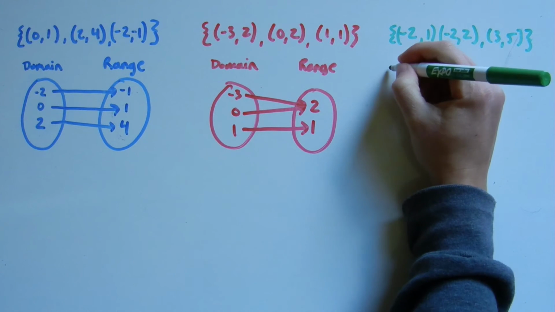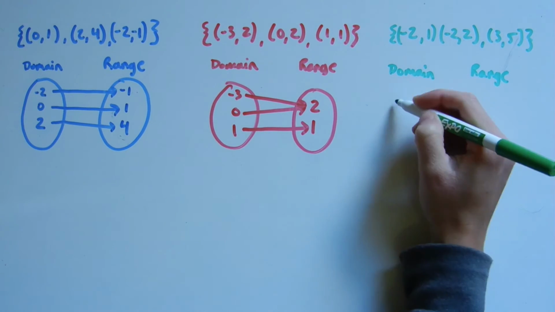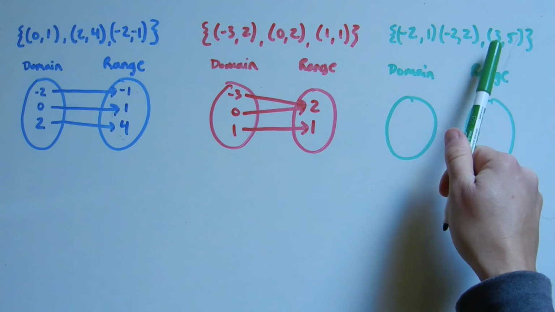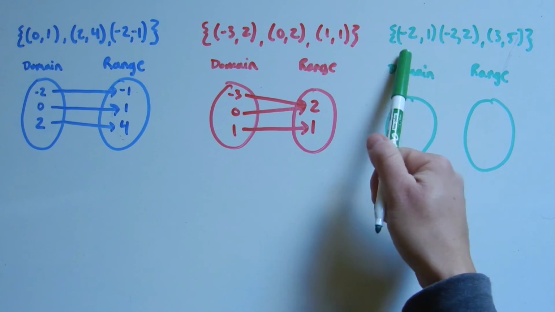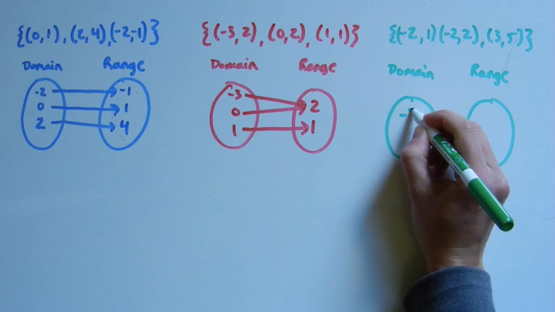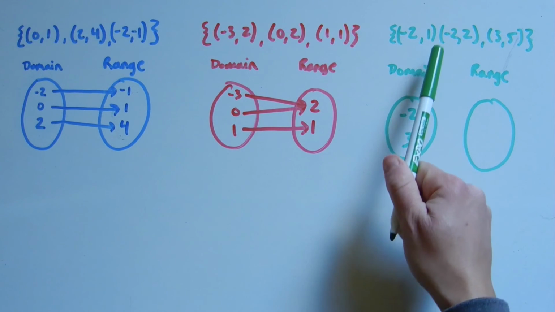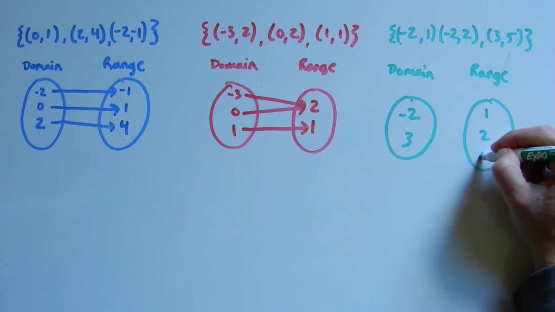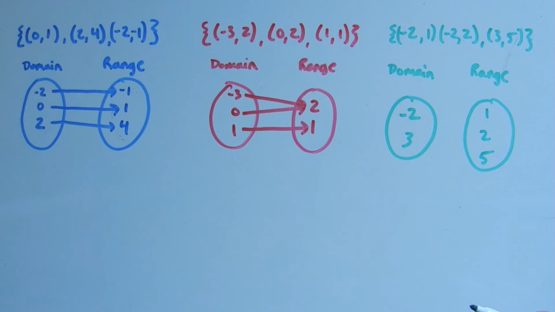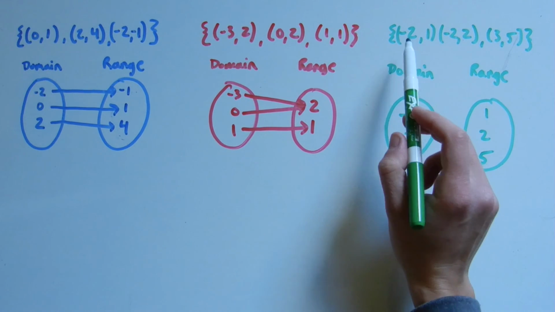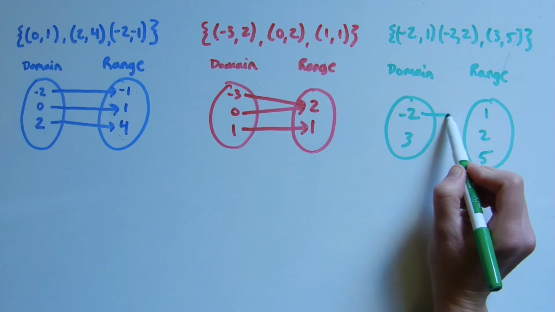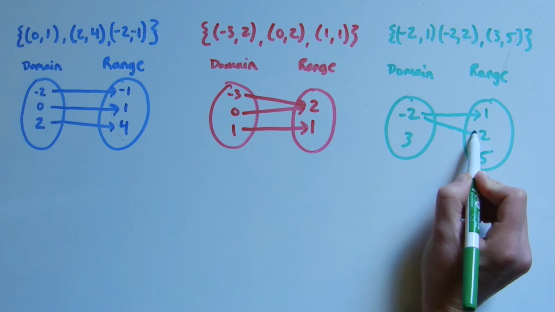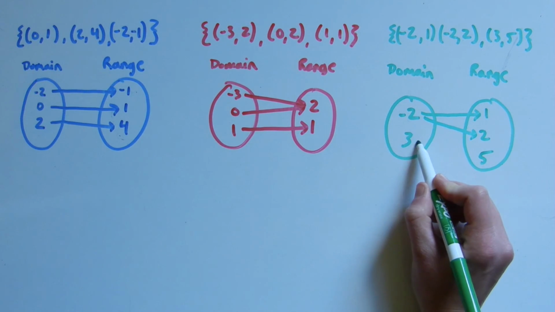Looking at our last example, our domain is negative 2, negative 2, 3, so that would just be negative 2 once and then 3. And our range is 1, 2, and 5. So let's go ahead and show our mapping. Negative 2 is paired with the 1. Negative 2 is also paired with 2. And 3 is paired with 5.